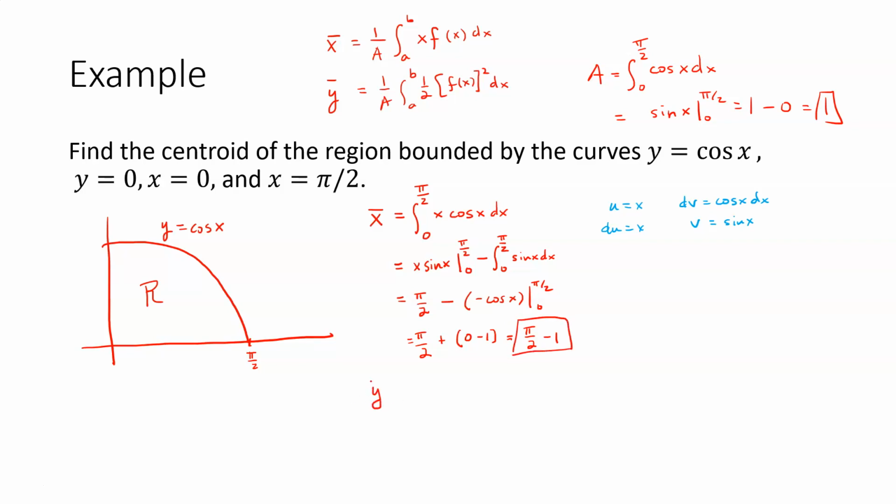Let's compute y bar. So again here 1 over A is just 1. And then integral from 0 to pi over 2 of 1/2 cosine x squared. So we can remember now when we're integrating cosine squared, we can just use our power reducing formula. We have 1/2, 1 plus cosine of 2x.